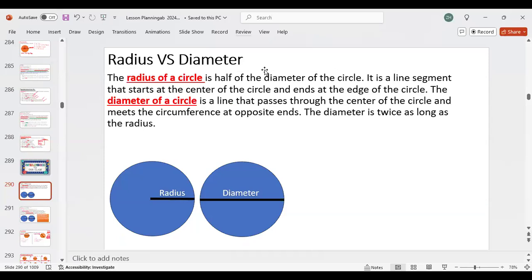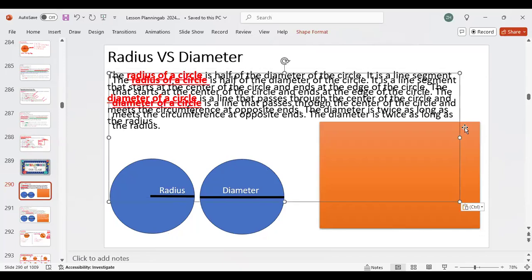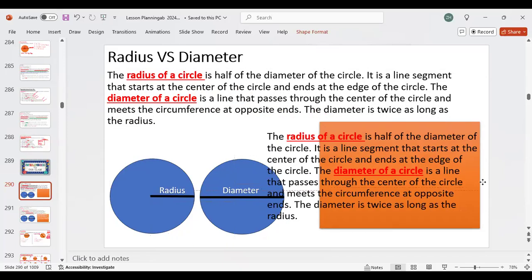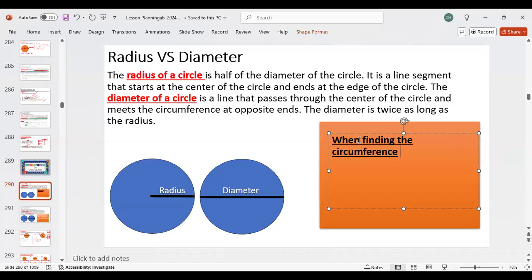Okay, so now when we are trying to figure out the radius, I mean the circumference, at least in the questions I gave you, I just gave you the radius. But what happens when they give you the diameter? What must you do? Divide by 2. Very good. Why? Because the radius is half of the diameter. Exactly. So this is very important.